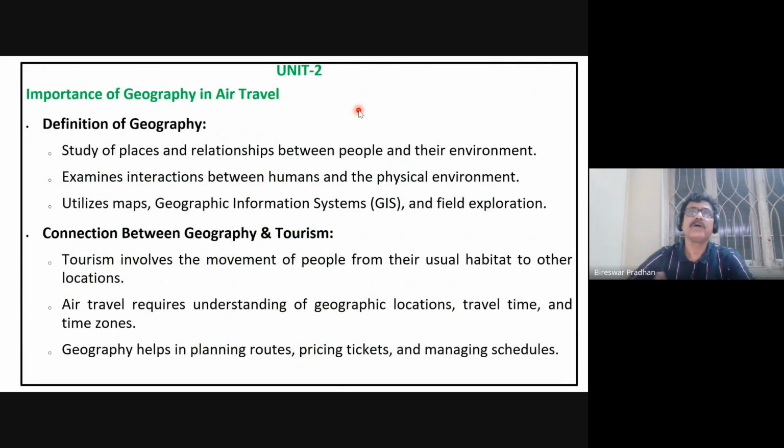Now, we have completed unit 1. Now we proceed to unit 2: importance of geography in air travel.